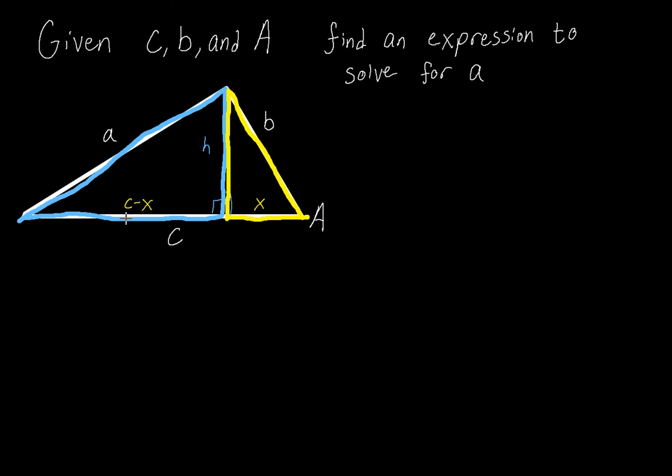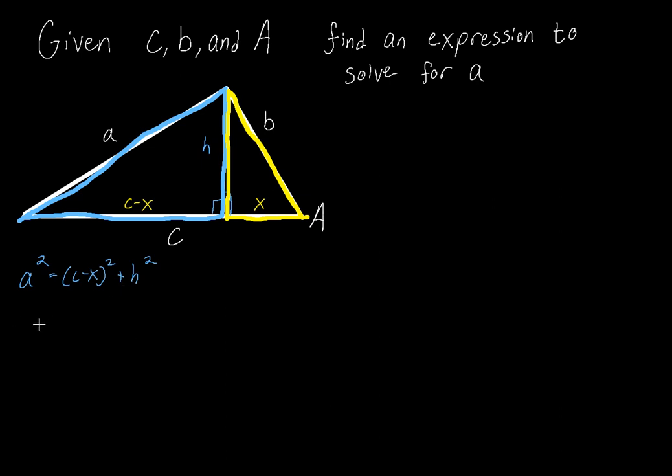So I'm going to start by using this blue triangle to do the Pythagorean Theorem. And I'll explain why I'm going to do that in just a moment. But I know the hypotenuse squared is equal to the two legs of the triangle squared added together: (c minus x) squared plus h squared. So here's the two legs of the triangle. This is essentially a squared plus b squared equals c squared. Just looks a little bit more fancy.